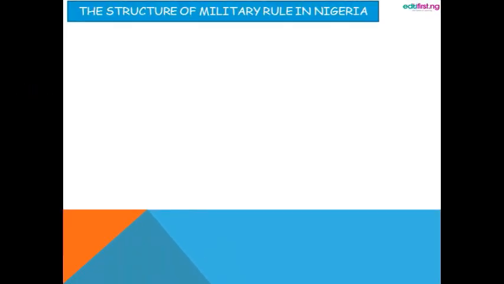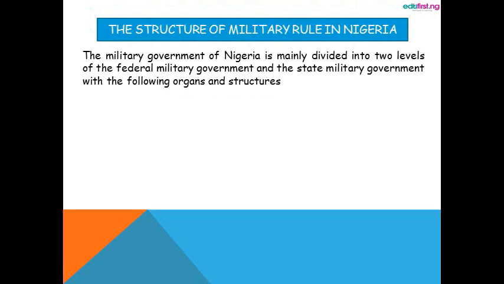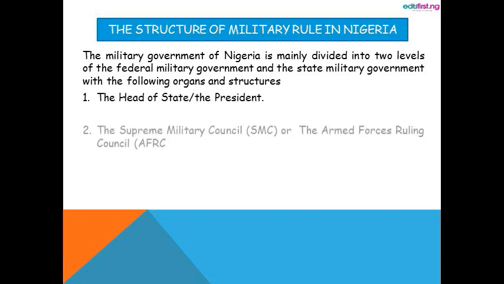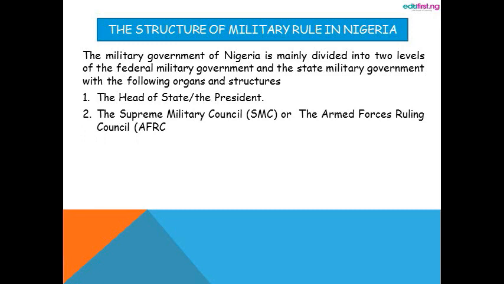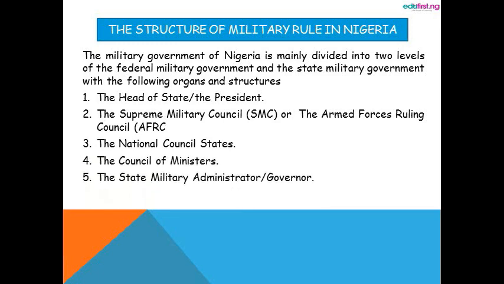The structure of military rule in Nigeria. The military government of Nigeria is mainly divided into two levels, the federal military government and the state military government, with the following organs and structures. The head of state and the president, the Supreme Military Council or the Armed Forces Ruling Council, the National Council of States, the Council of Ministers, the State Military Administrator or Governor, the State Executive Council.